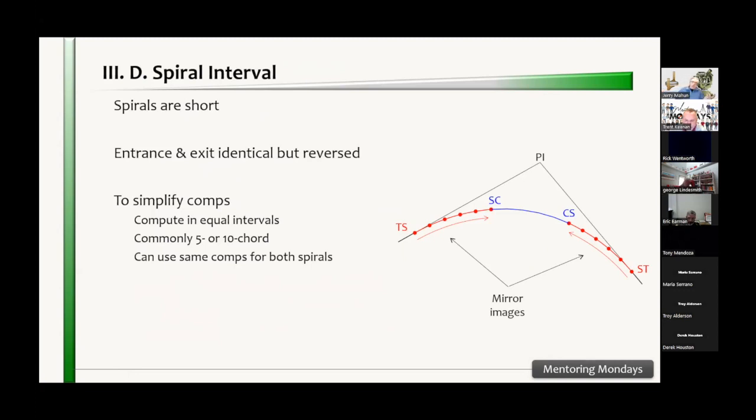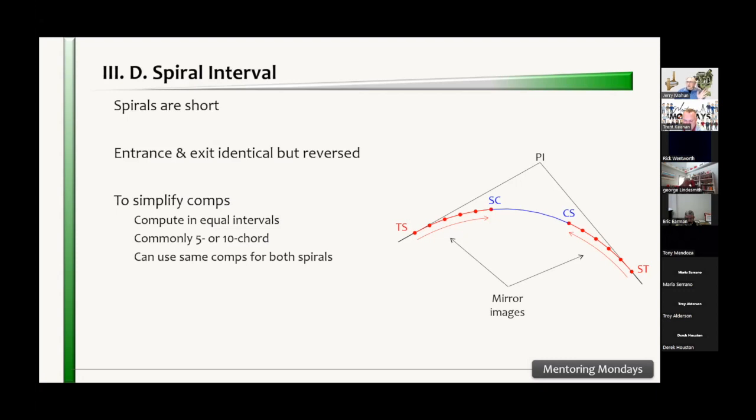Well, for the spiral, to keep down our calculations and to make it easier to stake, we use what are called 5-chord or 10-chord or n-chord spirals. 5 or 10 are the most common ones. And instead of going every half station or every full station, we take the length of the spiral and divide it by 5. Then we use those as our incremental stationing out on the curve. So we wind up with oddball stations.